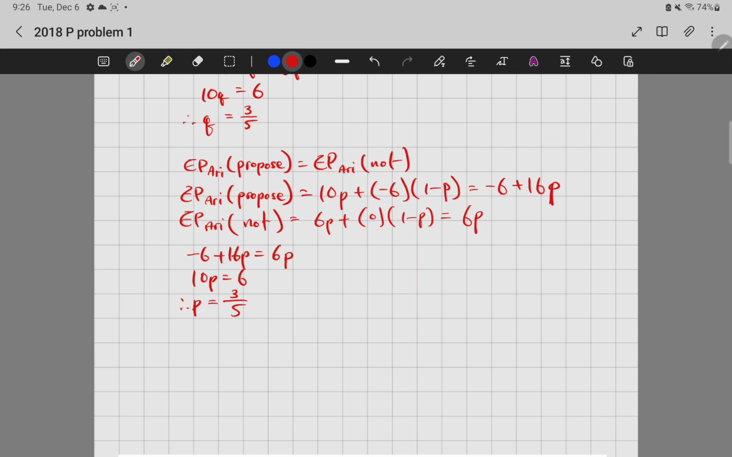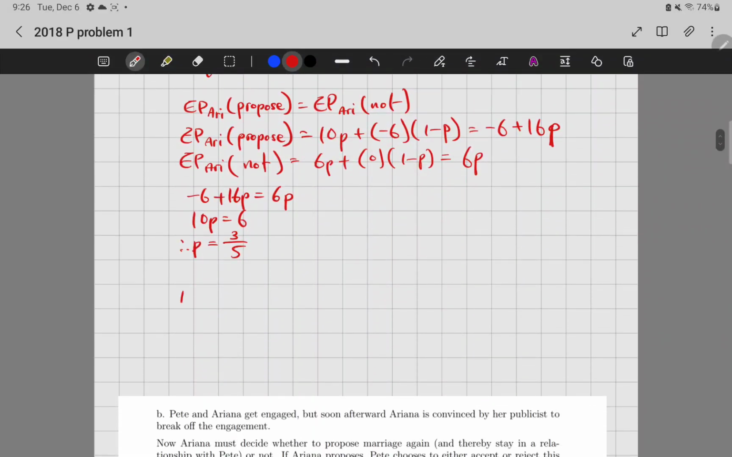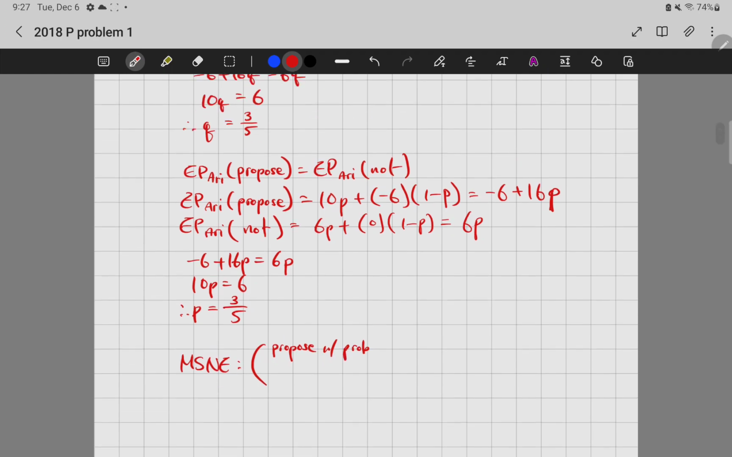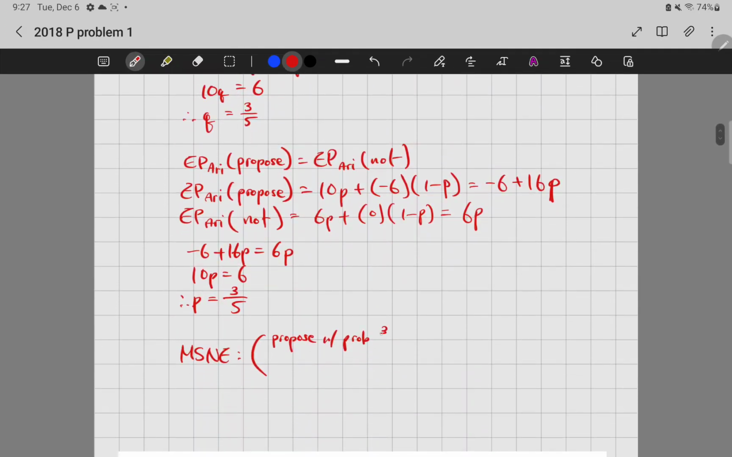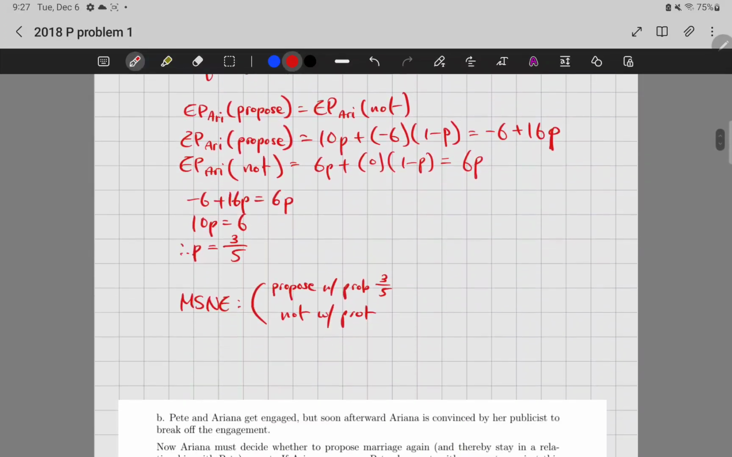Now we can just write this into the mixed strategy Nash equilibrium. So the mixed strategy Nash equilibrium will be: Pete will propose with a probability of 3 over 5, and he will not propose with a probability of 1 minus P, which is 2 over 5.